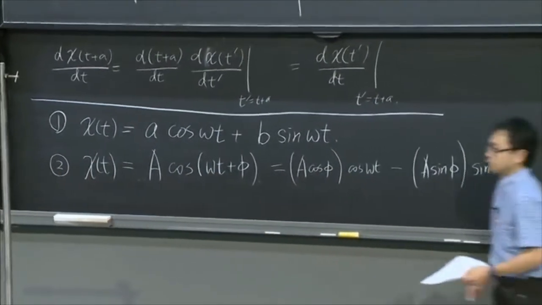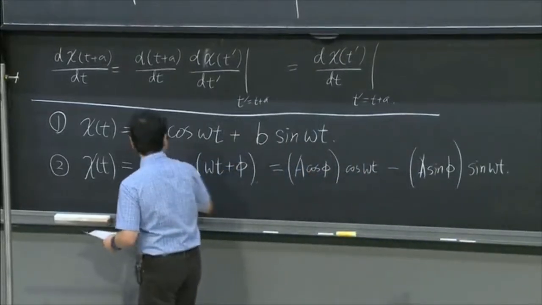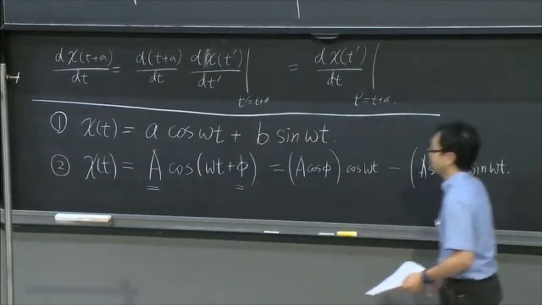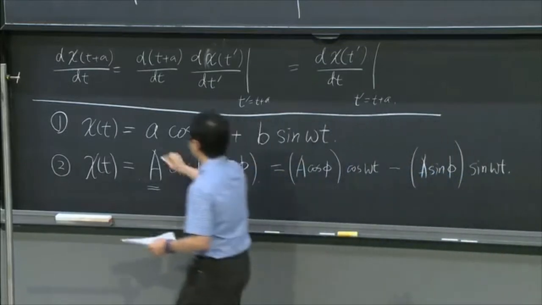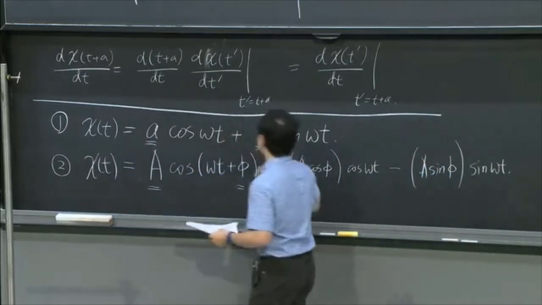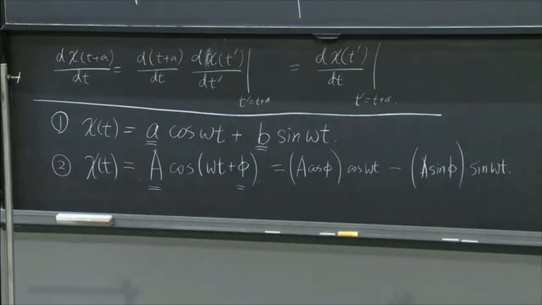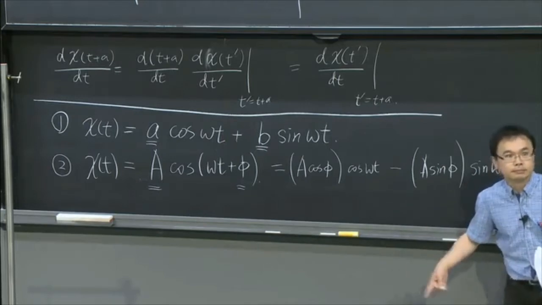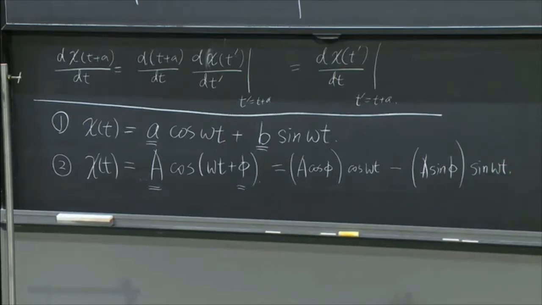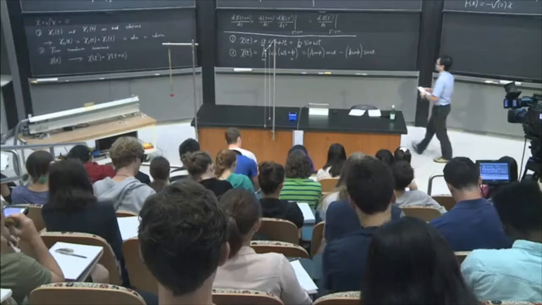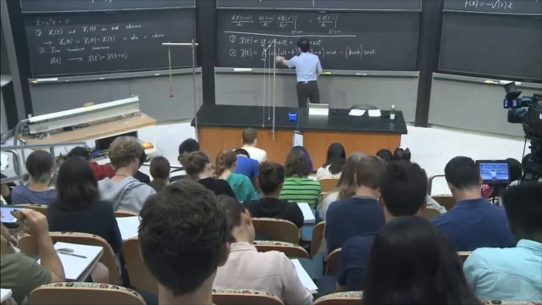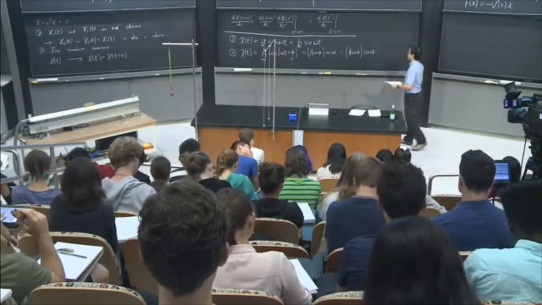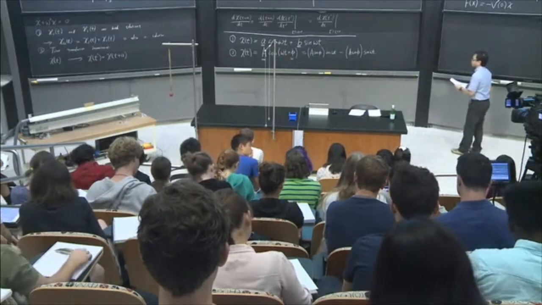The good thing is that A and phi are arbitrary constants, so you can use 2 initial conditions to determine the arbitrary constants. You can see that 1 and 2 are completely equivalent. I hope that solves some of the questions, because people usually find it really confusing why we have different representations of the solution.